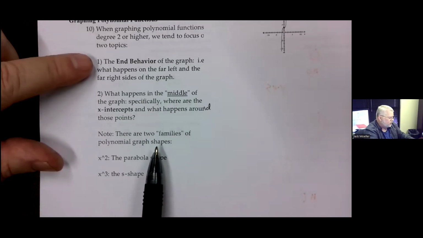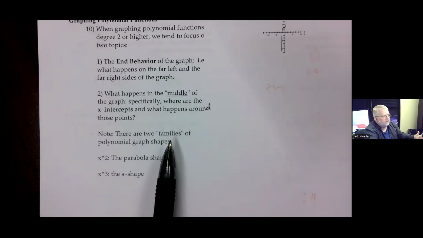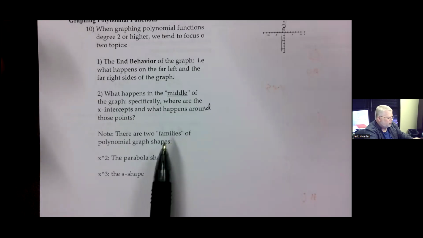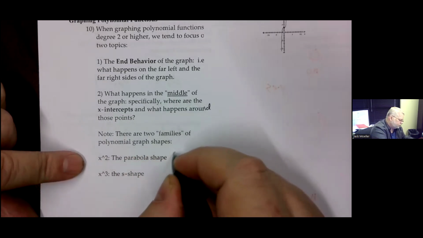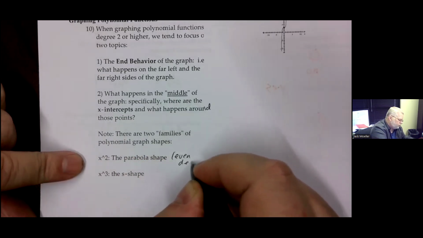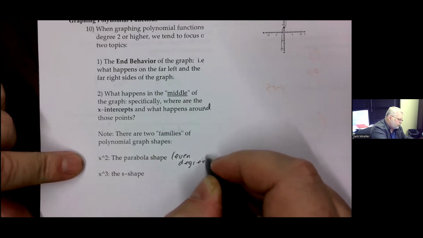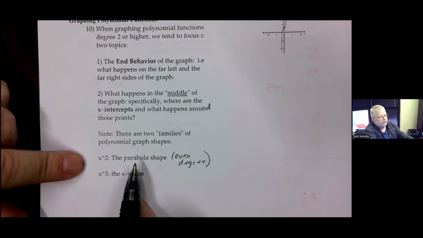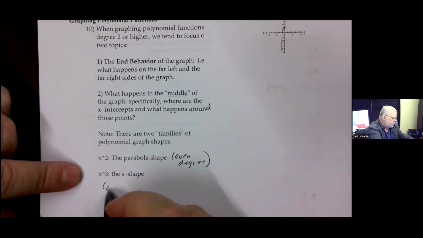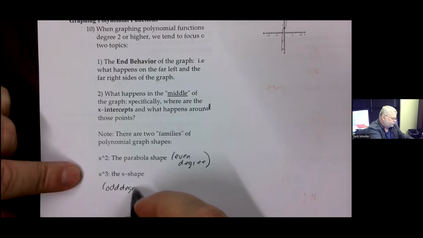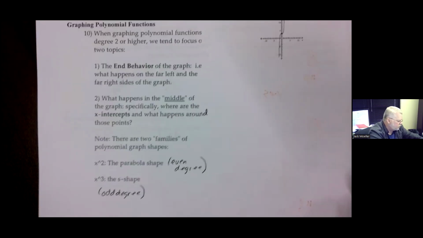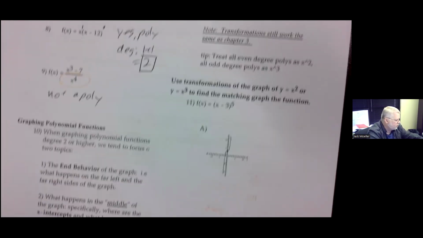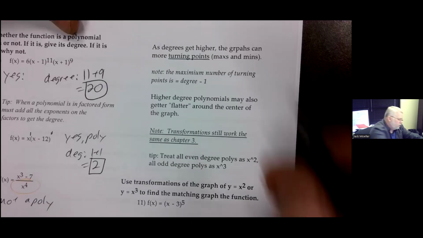Now, when it comes to end behavior, I'll say there's like 2 families of graph shapes. If you have x squared or any even degree, so x to the 4th, x to the 6th, and so on, it's going to be the parabola shape. If you have x cubed or any odd degree, it's going to be the S shape. Okay. So those are the 2 general shapes that we're going to be dealing with.